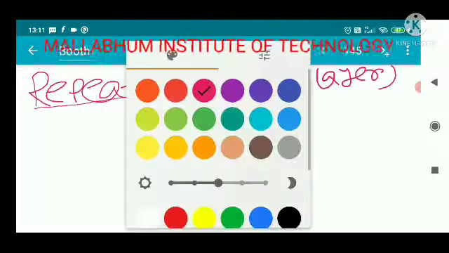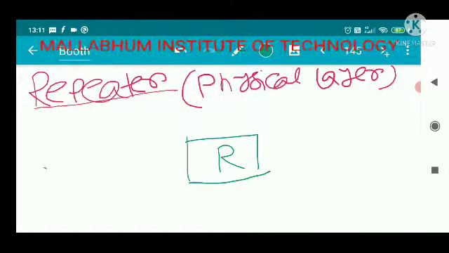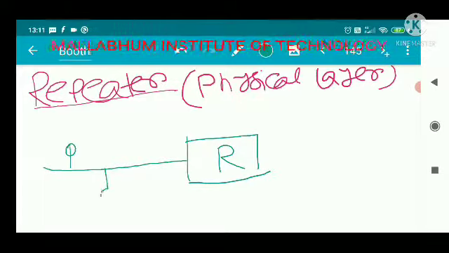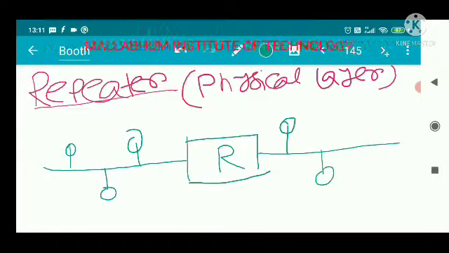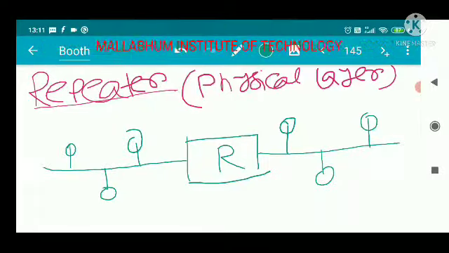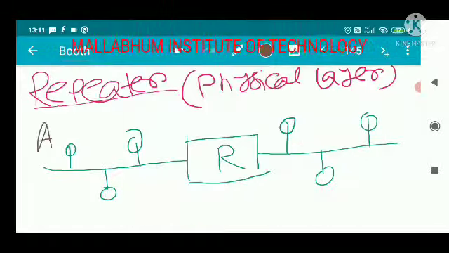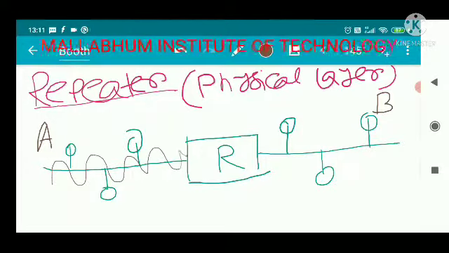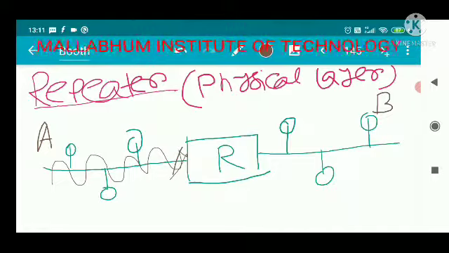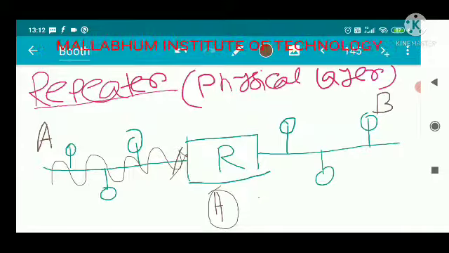Now I'm just drawing: suppose this is your repeater and we have connected a network or LAN with some stations attached like this. So this is one of the stations, suppose station A or network A, and you may consider this is your network B, and the signal is transmitted like this through the repeater. And it is also a hardware device. I have said that it is purely a hardware device, no software is installed in the repeater.